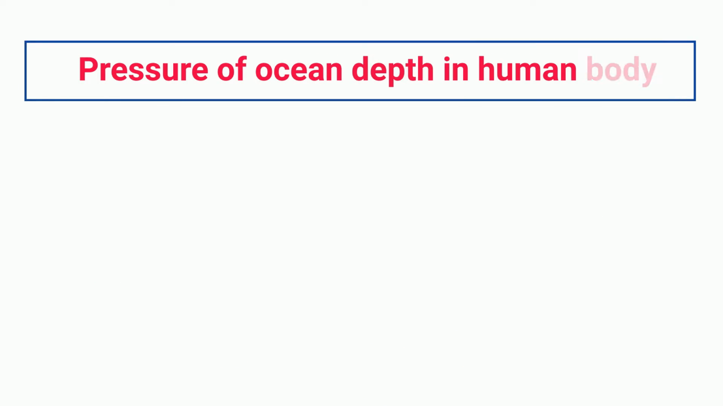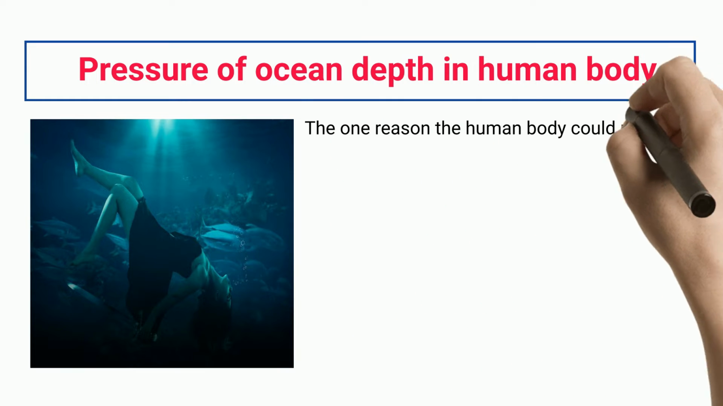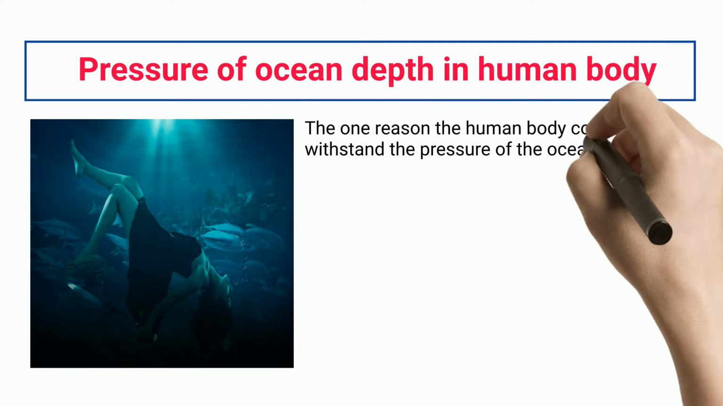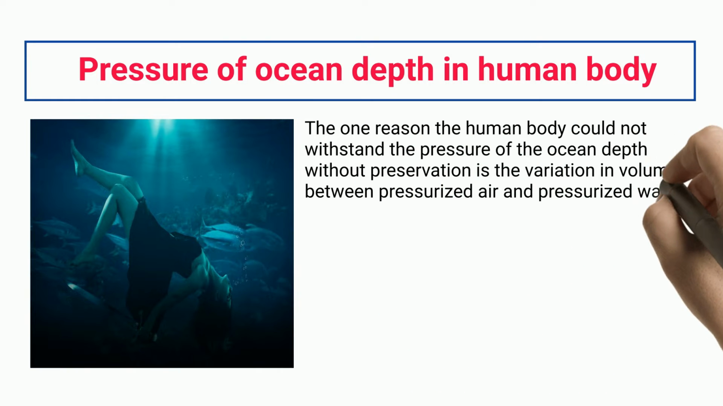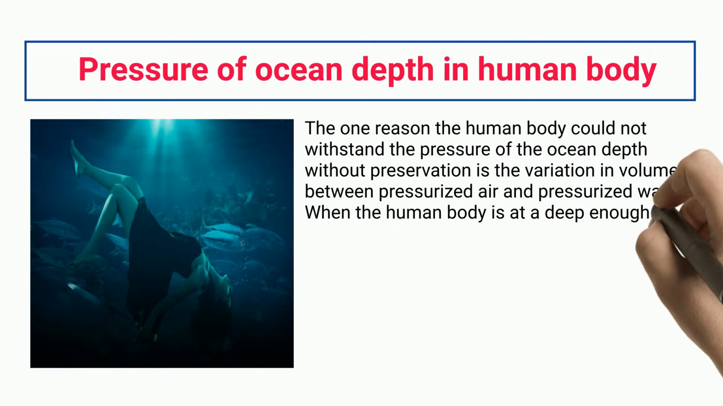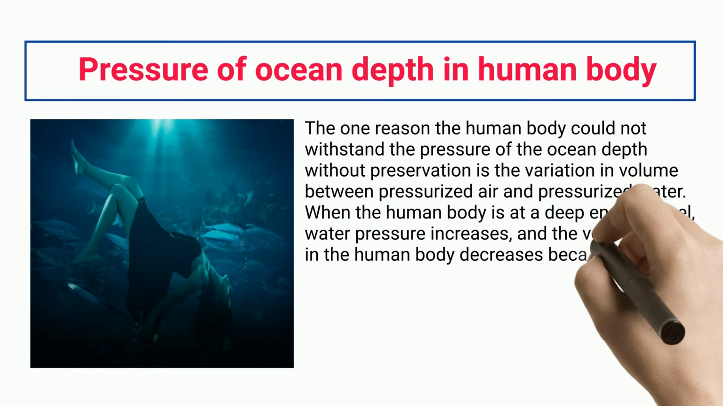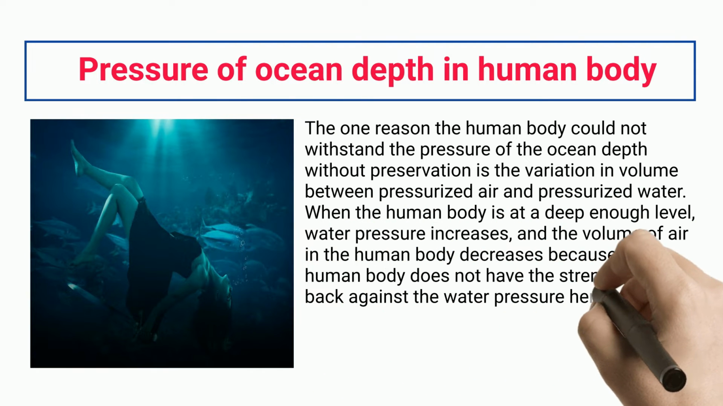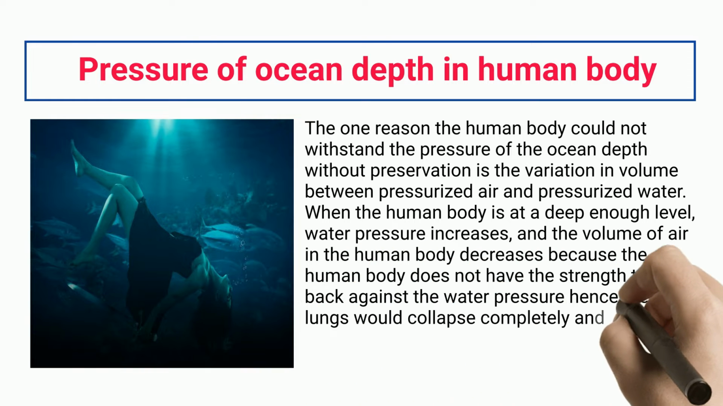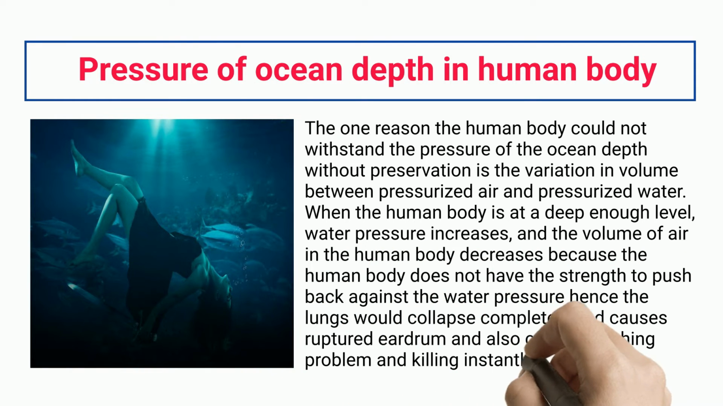Pressure of ocean depth in human body. The one reason the human body could not withstand the pressure of the ocean depth without protection is the variation in volume between pressurized air and pressurized water. When the human body is at a deep enough level, water pressure increases, and the volume of air in the human body decreases because the human body does not have the strength to push back against the water pressure. Hence the lungs would collapse completely, causing ruptured eardrums and breathing problems, and killing instantly.